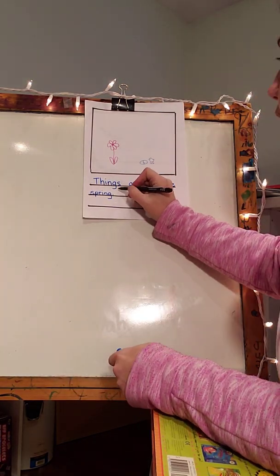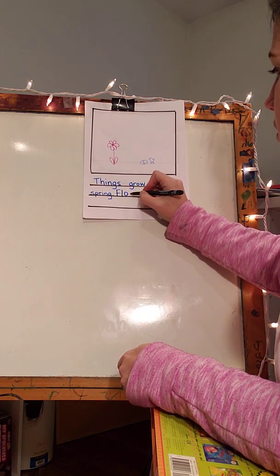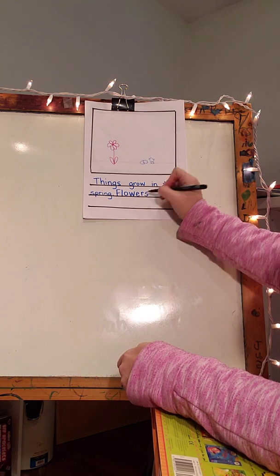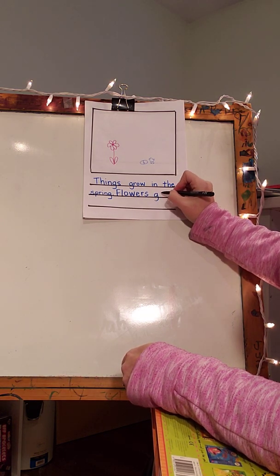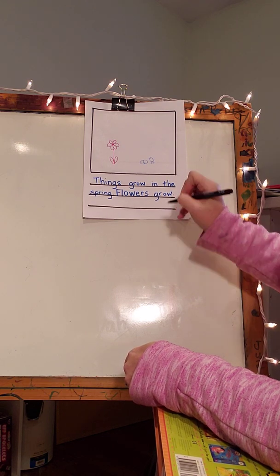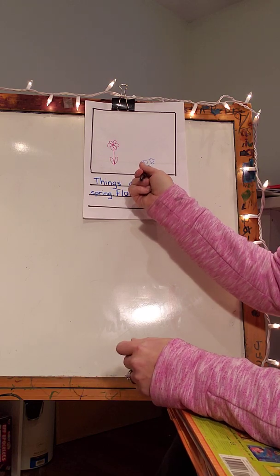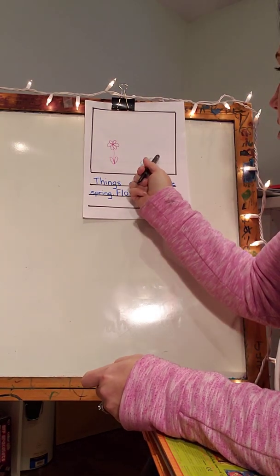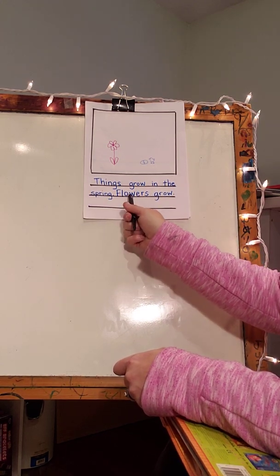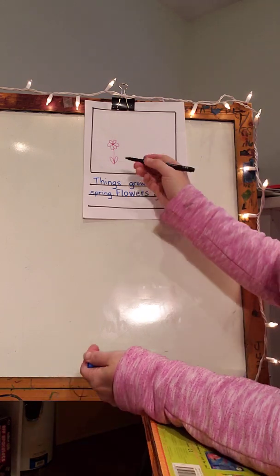I could say flowers grow, period. Flowers grow. I think I could write one more sentence about this. So things grow in the spring. Flowers grow. Animals grow too. I think I'll write that.